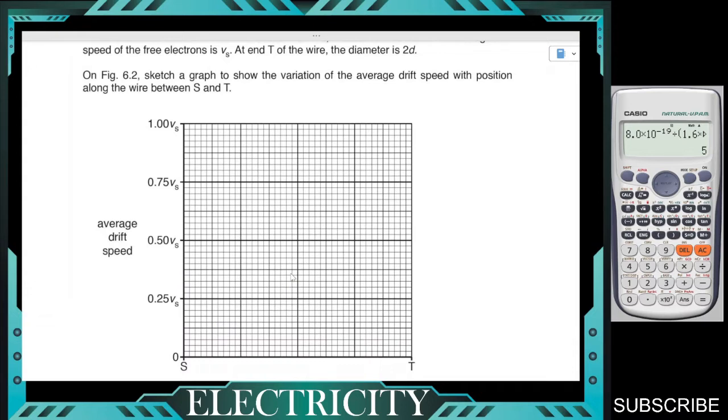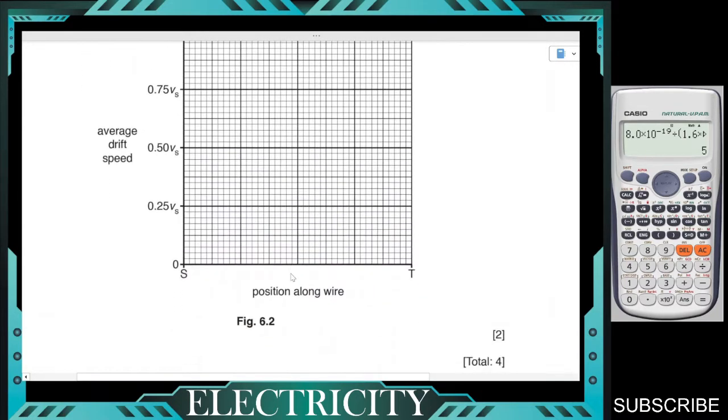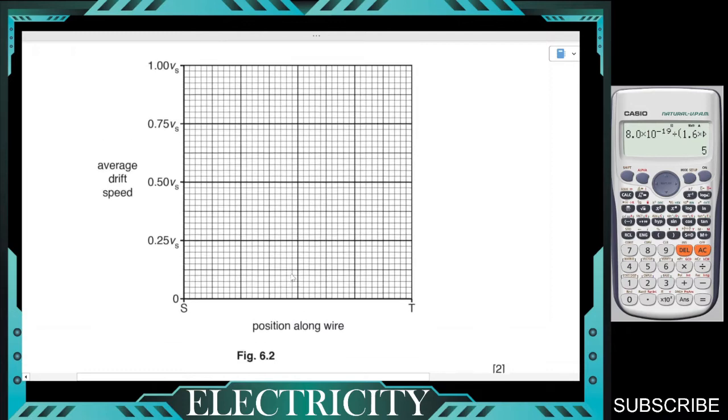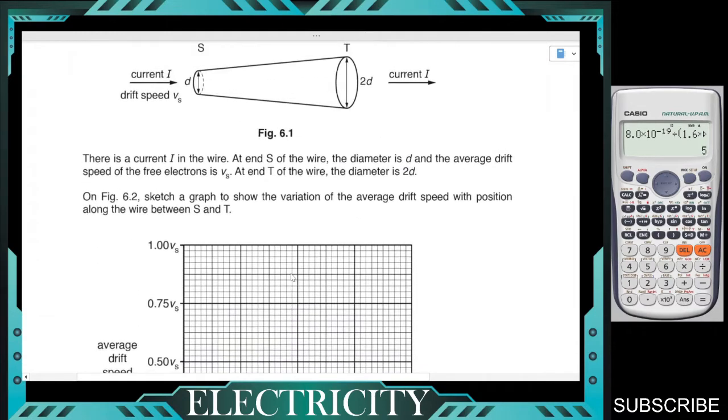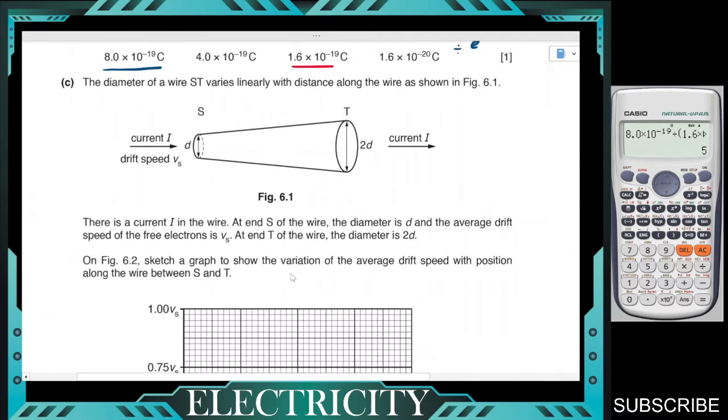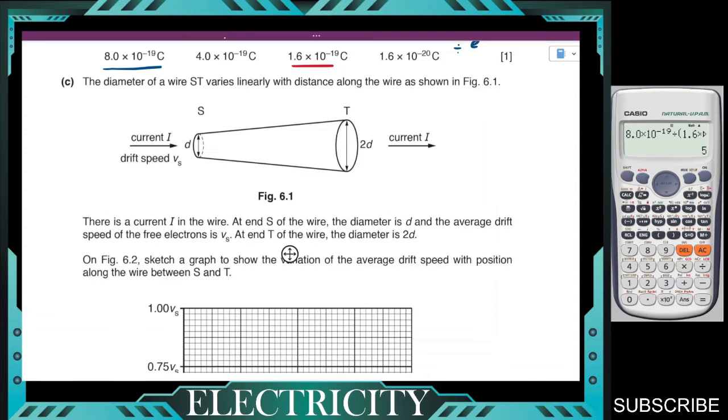So where do we start from? Well, it's pretty simple. We need to draw the graph, and the question is for 2 marks. So at least you have to choose 3 points on the x-axis, and you have to plot 3 points, which means you have to find the drift speed at 3 different positions.